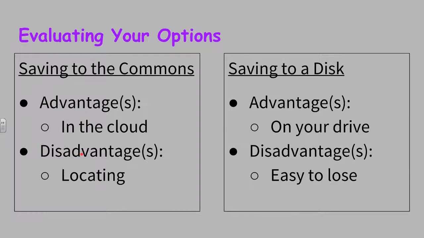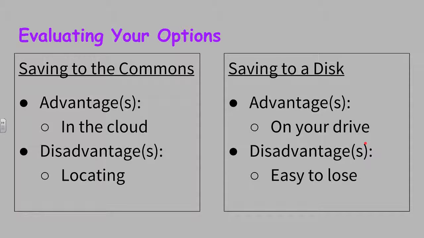The disadvantage is that you may have a little bit of trouble locating that file that represents your course. Of course, I will guide you through the process of how to find that, but some people have reported that is challenging. The other option is to save to a disk. The advantage is that it's on your drive. You should know where it's located. The disadvantage is that it's easy to lose.